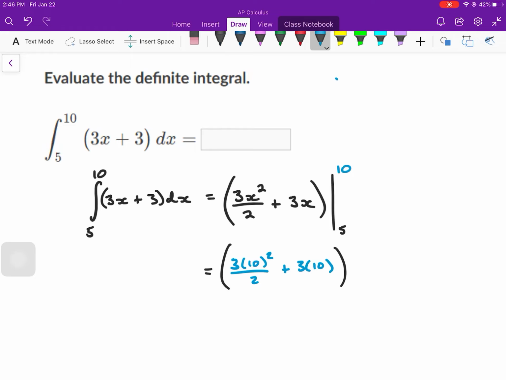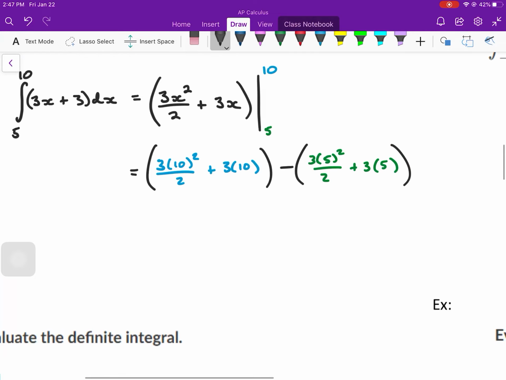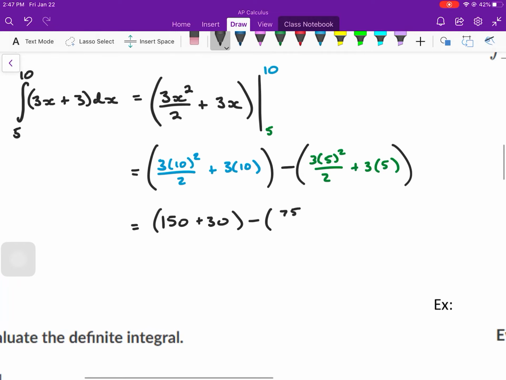So let's do one for the lower bound. Let's go with green. 3 times 5 squared. So you're just seeing I'm plugging the 5 into the x. Then all you do is just evaluate this. You just simplify. Good old PEMDAS at this point. So 10 squared is 100, 300 divided by 2 is 150 plus 30 in this set of parentheses. Minus the other one, we're going to have 75 over 2 plus 15.